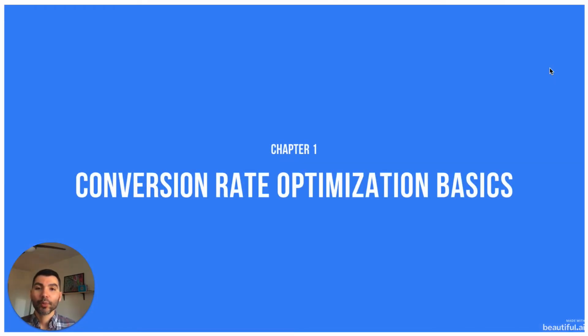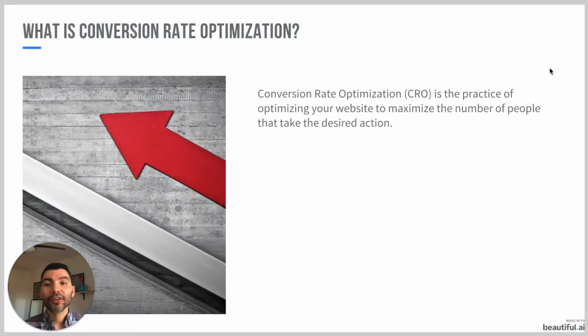All right, chapter 1, the basics. So first off, what is conversion rate optimization, or CRO? This is really the practice of optimizing your website to maximize the number of people that take a desired action. That desired action could be a number of different things. It really depends on your website or even what page a visitor is on. For example, if they're on your blog, maybe that desired action could be opting into your email newsletter. Or if you offer a free guide, a lead magnet, that could also be the desired action.